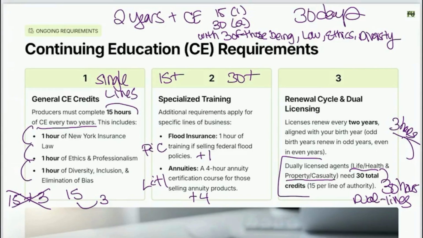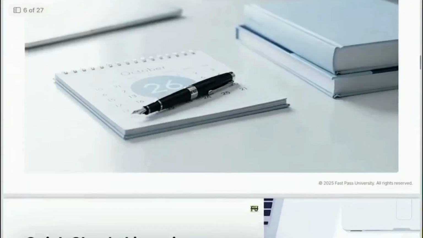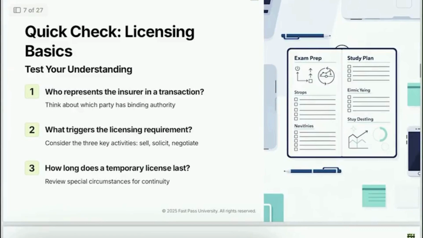All right, quick check. Licensing basics. Who represents the insurer in a transaction? Think about which party has binding authority. That would be the producer or agent. Okay. But if we were asking about a broker, which they're generally not, they're most likely going to ask about producer or agent, and that's when you represent the insurer. But they could ask about the broker. In that situation, they represent the insured.